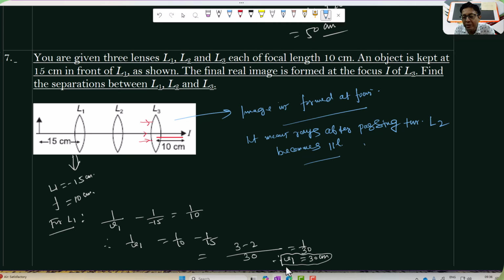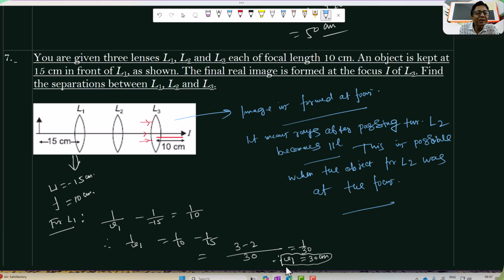And this is possible when the object for L2 was at the focus. Am I correct? So the object will be at the first principal focus of L2. What is that? 10 centimeter. Okay? It is 10 centimeter.